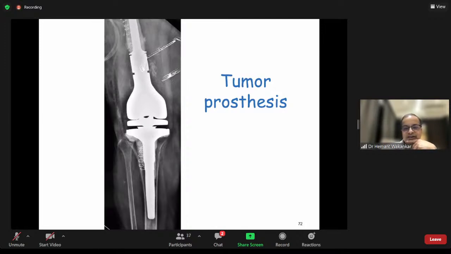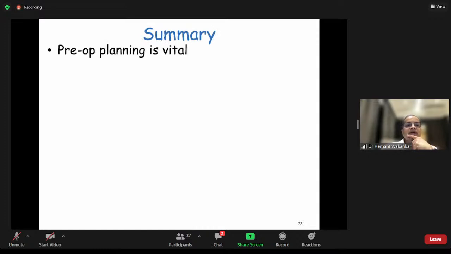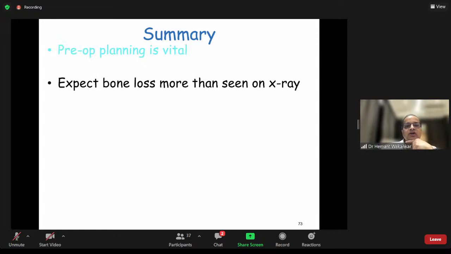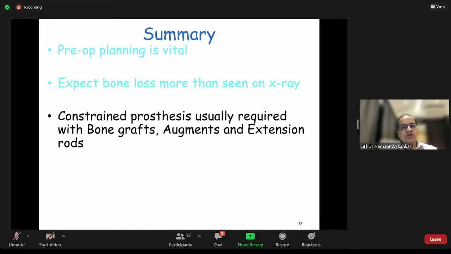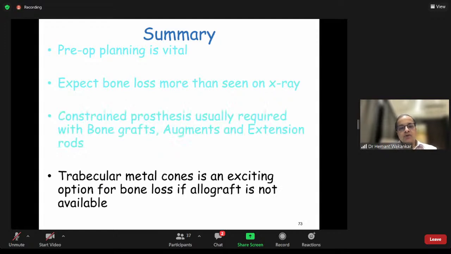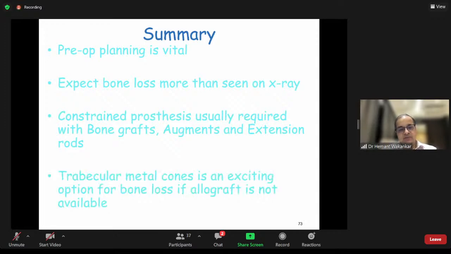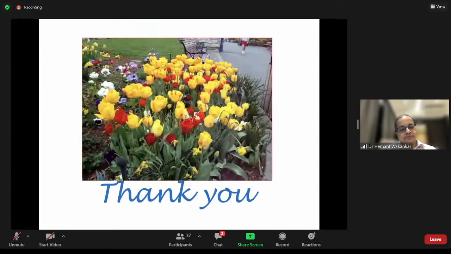Pachore, this particular slide. So to summarize, pre-op planning is certainly vital. You really need to be prepared for a variety of situations. One has to expect a lot more bone loss than what you can see on an X-ray, especially in patients undergoing revision. A constrained prosthesis is usually required, and you can use it either with bone grafts or with augments or extension rods. TM cones are an exciting prospect for bone loss if allograft is not available. Thank you very much.